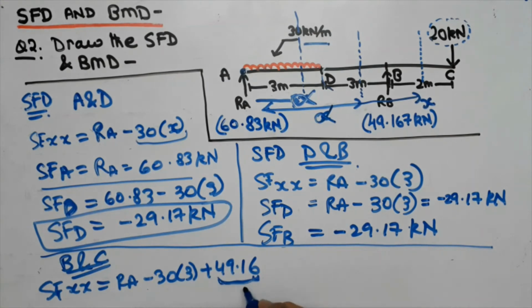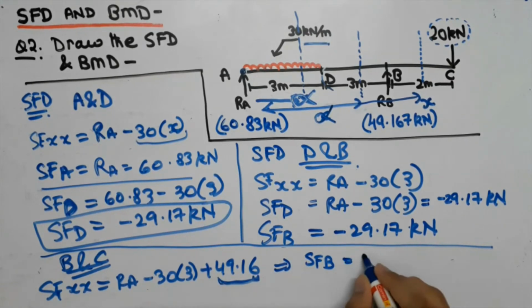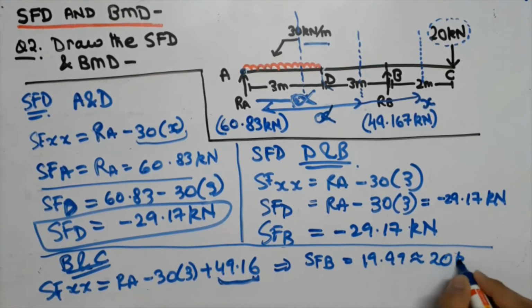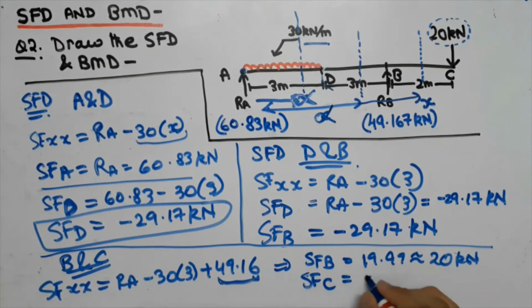So now from here you can see that this value is also independent of x. So from here the value of SFB, that is the shear force at B, will come out to be 19.99, which is approximately 20 kilonewton. And similarly the shear force at C will also come out to be approximately equal to 20 kilonewton.